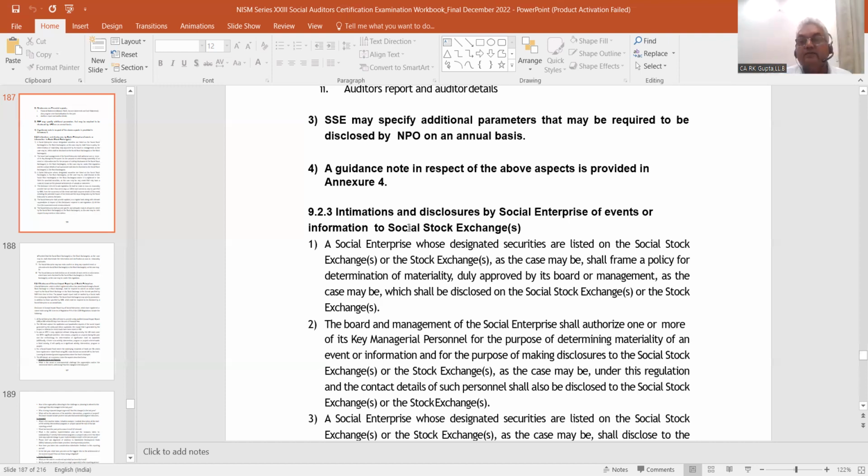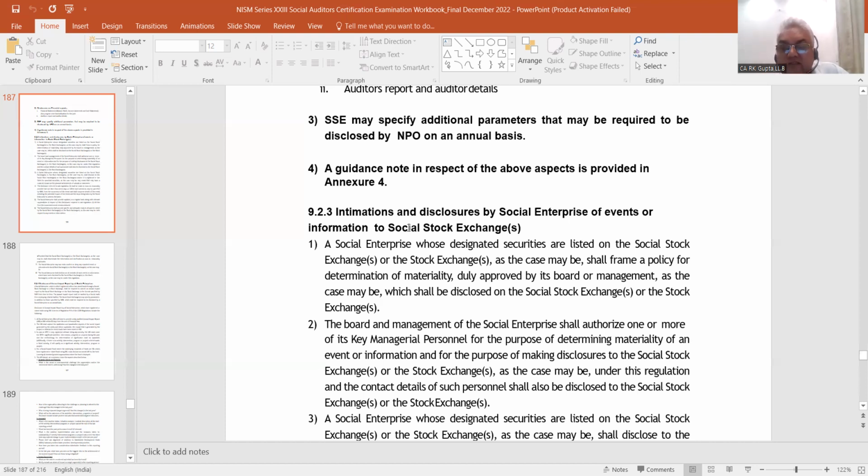A policy regarding determination of materiality duly approved by its board or management. Now, the board and management of the social enterprise shall authorize one or more of its KMPs for the purpose of determining materiality of an event or information and for the purpose of making disclosures to the social stock exchange or social stock exchanges, as the case may be, under this regulation, and the contact details of such personnel shall also be disclosed to the social stock exchange or exchanges. So they will authorize one or more KMPs who will be responsible. So something similar to the concept of a responsible officer.